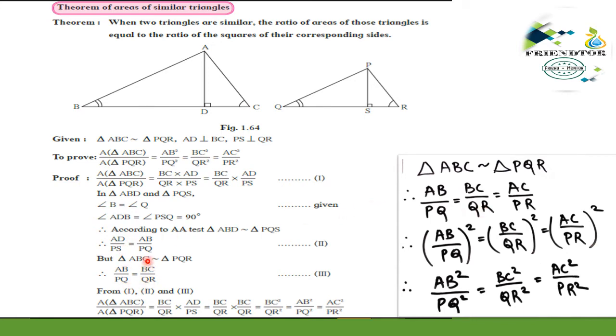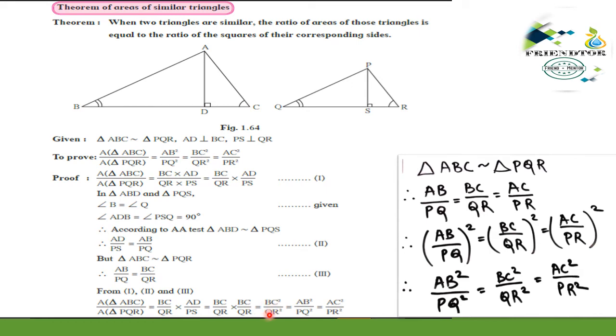Okay, so now if you observe, what all you have to observe, 1, 2 and 3. So first you just note 2 and 3. From here you can make out, AB upon PQ is common. That means AD upon PS is equal to BC upon QR. So from 1, 2 and 3, area of triangle ABC upon area of triangle PQR is the same as, first write this equation, BC upon QR into AD upon PS. Now from 2 and 3 we got AD upon PS same as BC upon QR. So replace this AD upon PS by BC upon QR. So we arrive at BC square upon QR square.